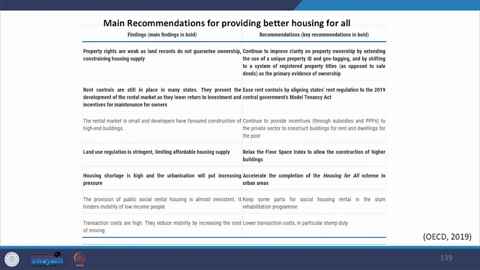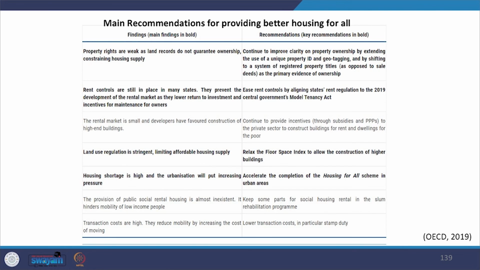We see that the major problems which have been identified in the market include, on the left hand side, that property rights in our country are weak as land records do not guarantee ownership, which constrains housing supply. So certain recommendations which can help to improve the situation is to continue to improve clarity on property ownership by extending the use of unique property ID and geotagging, and by shifting to a system of registered property titles as opposed to sale deeds as the primary evidence of ownership.